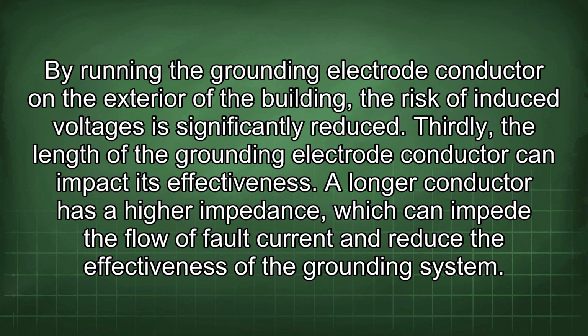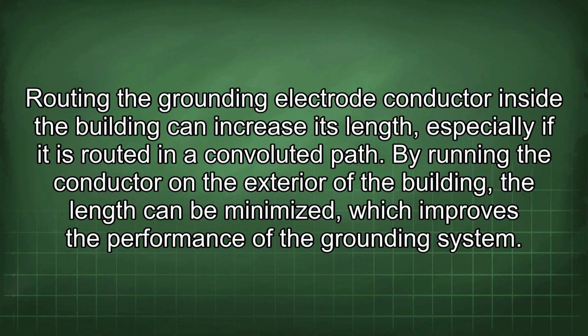Thirdly, the length of the grounding electrode conductor can impact its effectiveness. A longer conductor has a higher impedance, which can impede the flow of fault current and reduce the effectiveness of the grounding system. Routing the grounding electrode conductor inside the building can increase its length, especially if it is routed along a convoluted path. By running the conductor on the exterior of the building, the length can be minimized, which improves the performance of the grounding system.